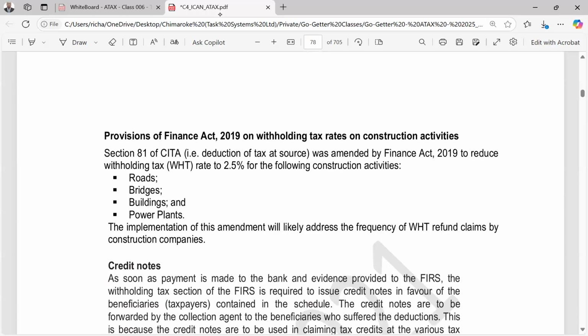Provisions of Finance Act on withholding tax on construction activities. We said Section 81 of CITA, that is deduction of tax at source, was amended by Finance Act 2019 to reduce withholding tax to 2.5% for the following construction activities. If it is road, bridges, buildings, power plants, these are the ones that will suffer 2.5. Every other construction will get 5%.